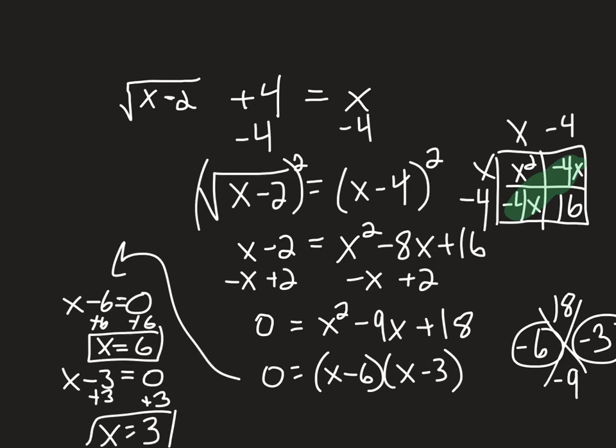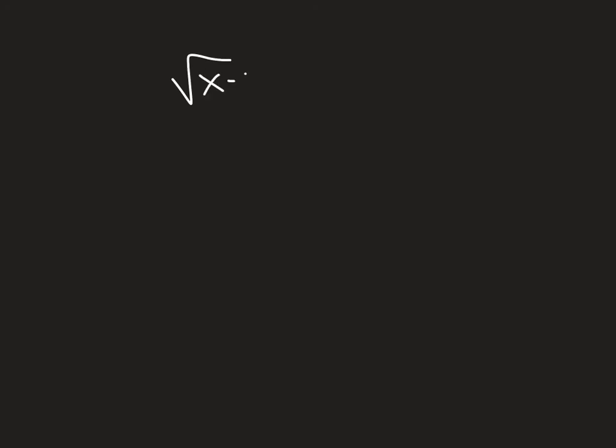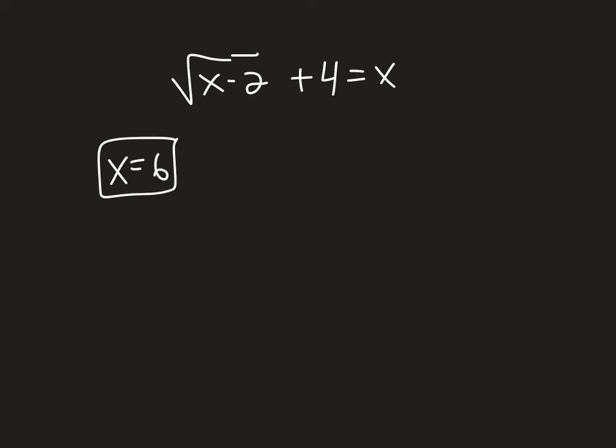Alright, so the next thing to do is to check your answer. This is probably one of the most important steps, for a couple reasons, and you'll see in a second. Let's copy this down on the next page. The equation was the square root of x minus 2 plus 4 equals x, and we had two answers. We had x is 6, and we had x is 3. So I'm going to check both of these.